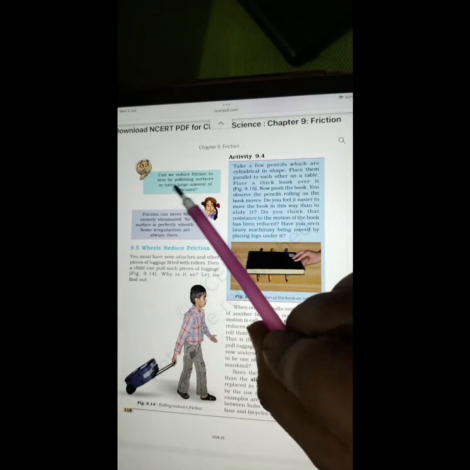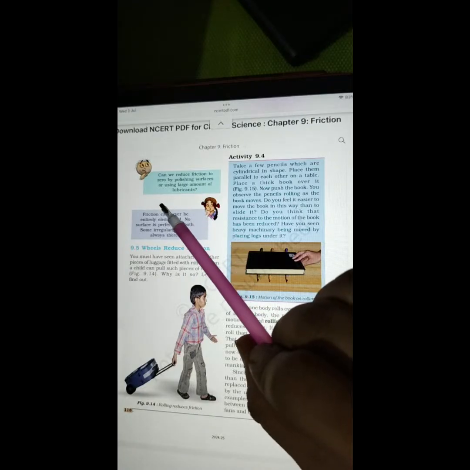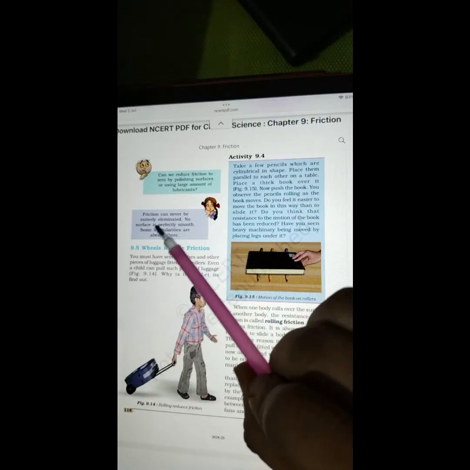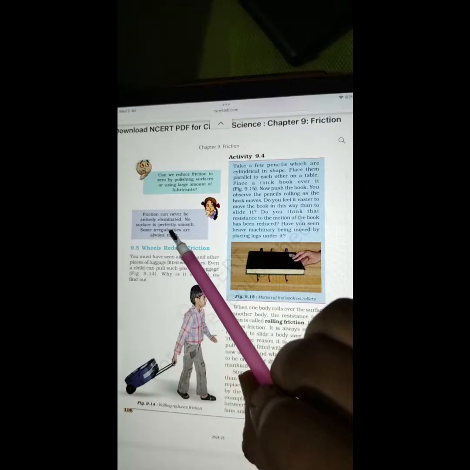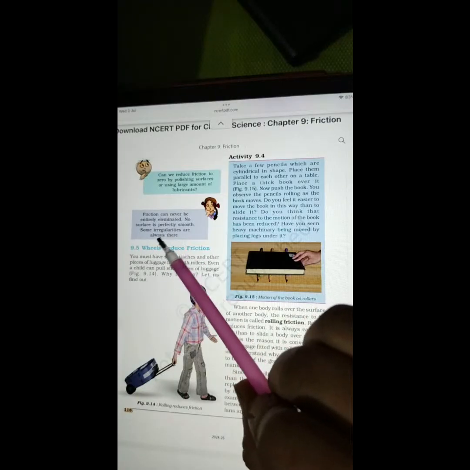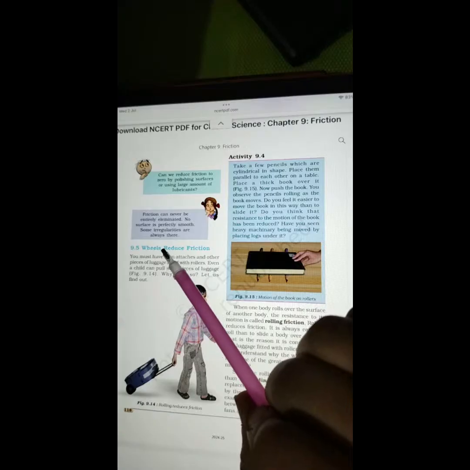Can we reduce friction to zero by polishing surfaces or using large amounts of lubricants? Friction can never be entirely eliminated. No surface is perfectly smooth. Some irregularities are always there.